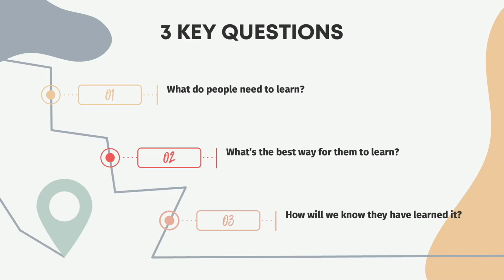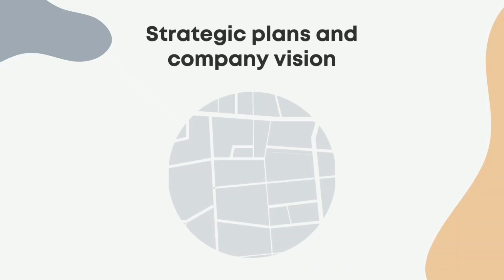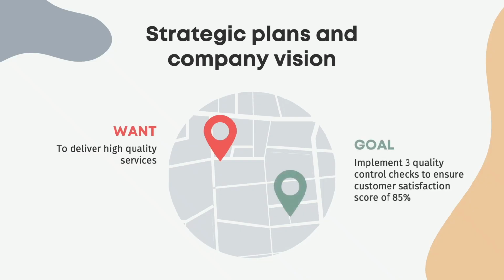It tells us that we need to analyze the learning needs of the organization, select the most appropriate learning methods, and then measure the impact of our activities on the performance of the learners. Here's a typical situation. At the beginning of the year, each business unit sets goals that are based on the strategic plans and vision for the company. For example, if the organization wants to deliver high-quality services, one of the goals could be to implement 3 quality control checks to ensure customer satisfaction scores of 85%.